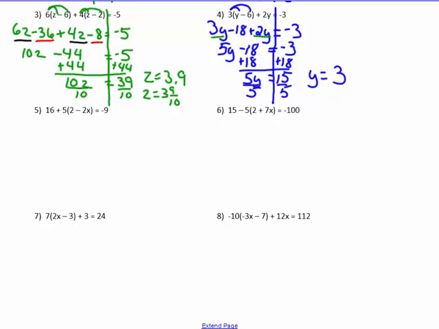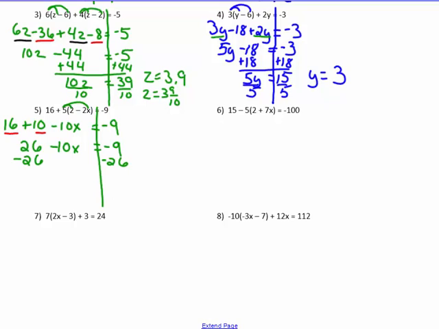So for number 5, again, I can't put the 16 and 5 together first because I have to clear the parentheses. So the 16 gets copied over, and then 5 times 2 is 10. 5 times negative 2x is negative 10x, equals negative 9. My like terms are my constants. So 16 and 10 is 26, minus 10x equals negative 9. Subtract 26 from both sides.